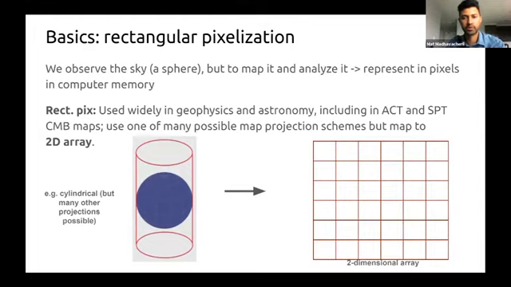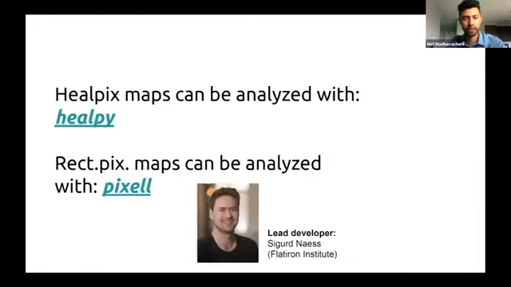There's many different ways of doing that mapping, and cylindrical projection is one of the ways you can do it. We'll see that in a bit. So while HealPix maps can be analyzed with a Python package like HealPy, Pixel is basically a Python package that lets you analyze rectangular pixelization maps. And I should note that the lead developer, the person who's contributed the most code to this, is Sigurd Naess at Flatiron Institute.